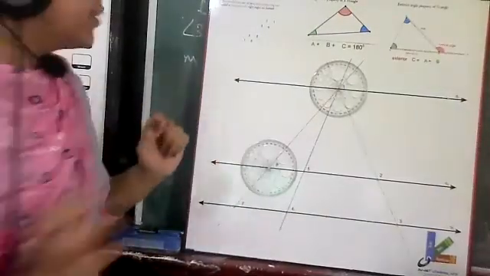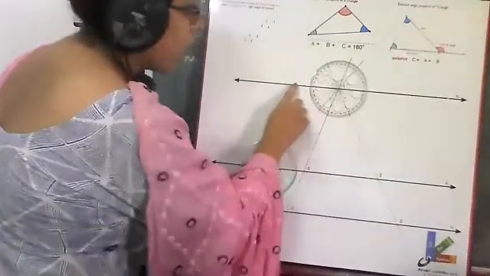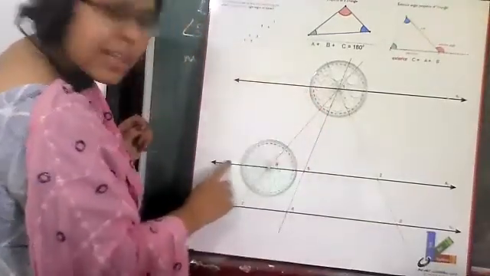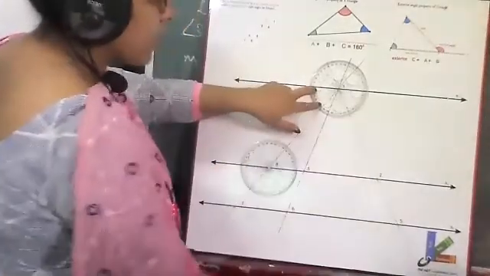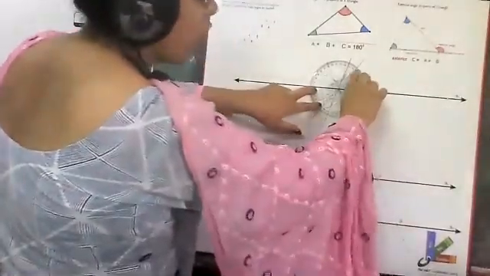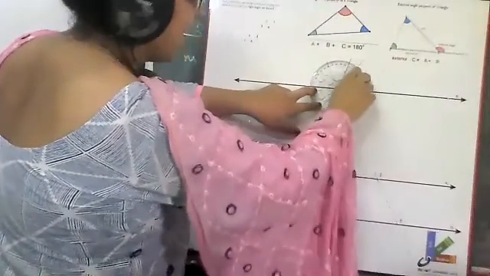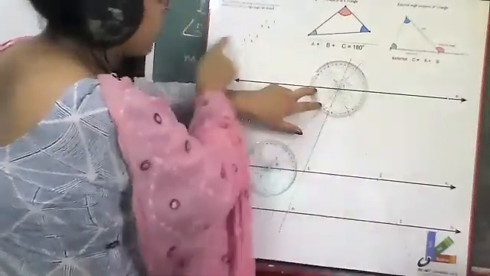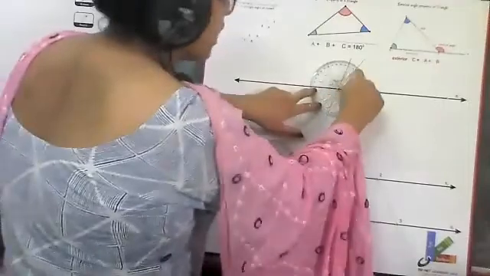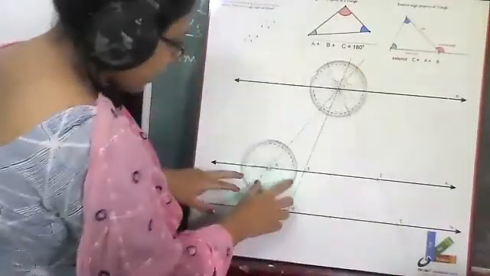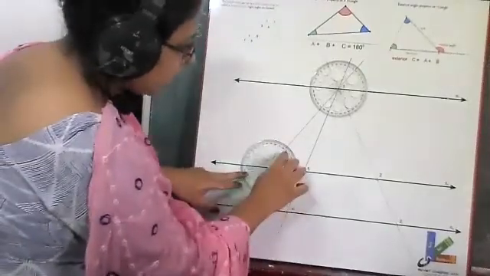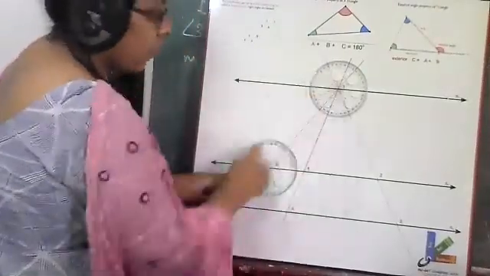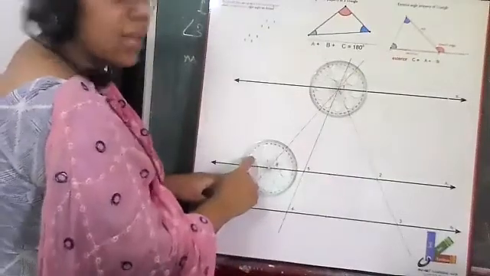So I have set the protractor in such a way that 0 coincides with this parallel line, and in this case also 0 coincides with this parallel line. That means if 0 is coincided, when I measure the value of the angle made by the red line, which is angle 2 and angle 6, here the angle is 125 degrees. And similarly, when I set this to 0 as the initial point, the angle is again 125 degrees. Therefore, we can say that these two corresponding angles are equal.